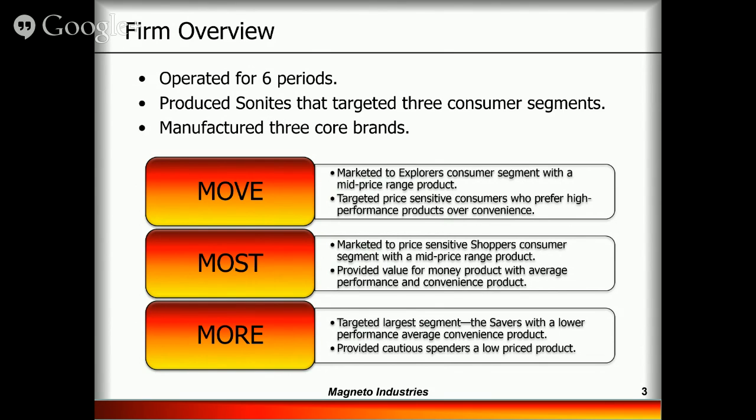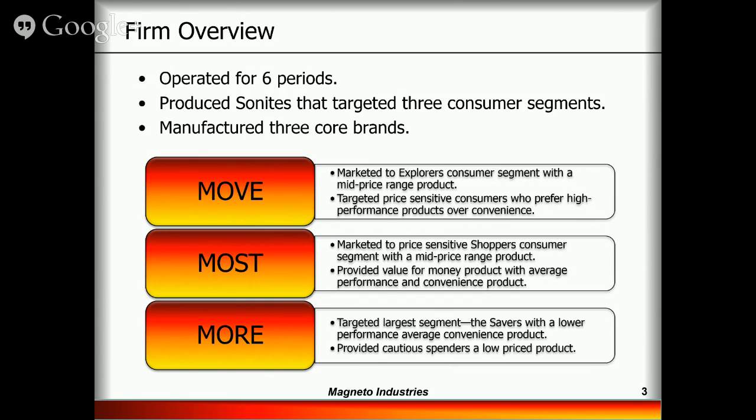So we targeted these 3 core brands. The Move brand, we targeted to the Explorer segment. They're really looking for a mid-price product. They're pretty price sensitive. They prefer high-performance products over convenience. Secondly, I targeted the Most brand to the Shopper segment. As their name indicates, they like to shop, and they're really looking for a value for money product. So they're looking for a mid-price product that comes with a number of higher features to make them feel like it's really worth it to buy the product.